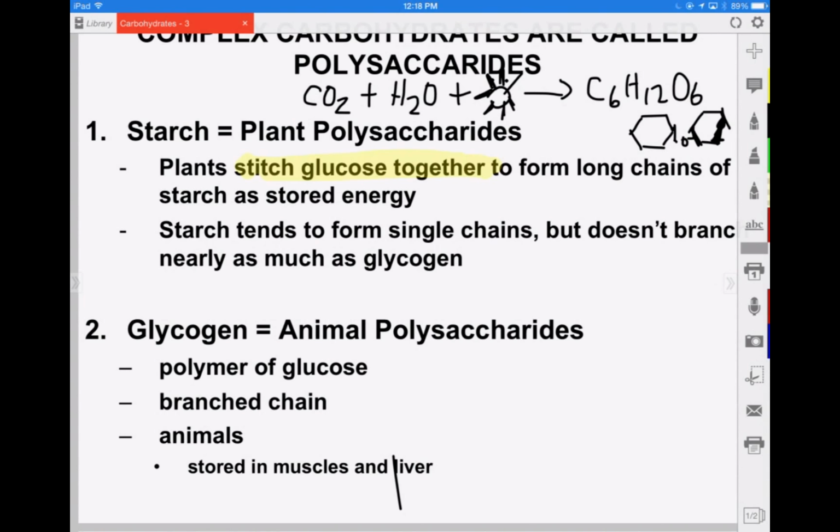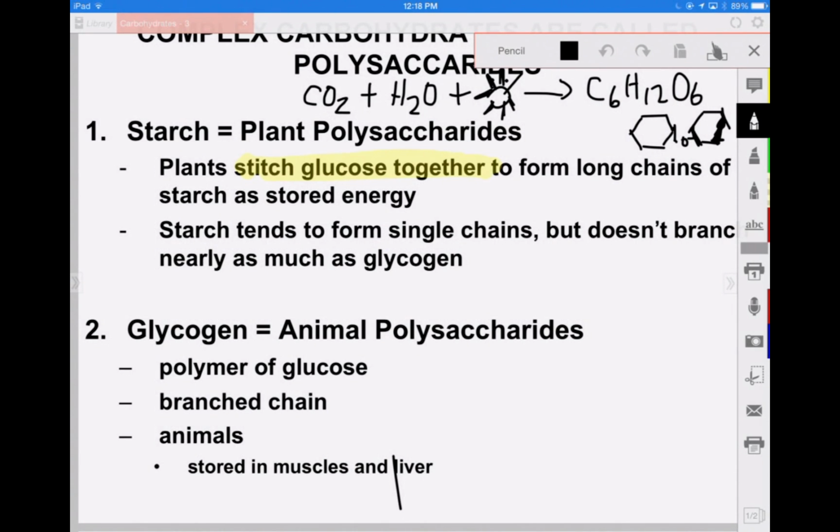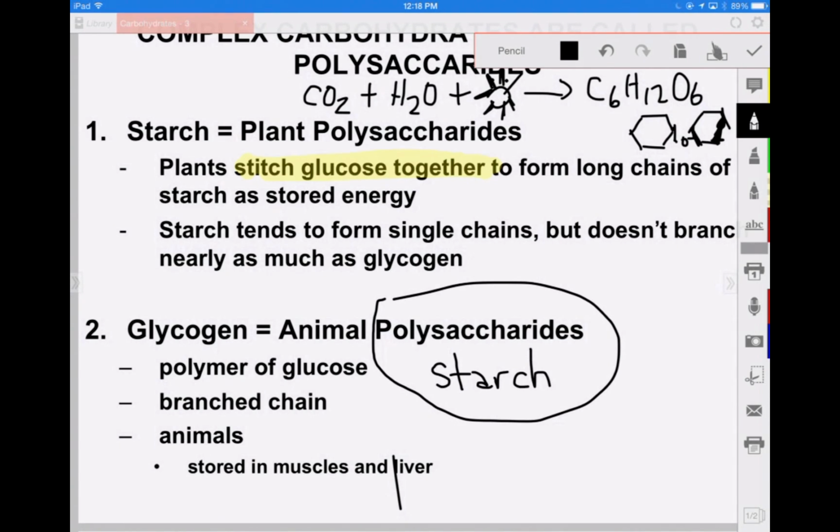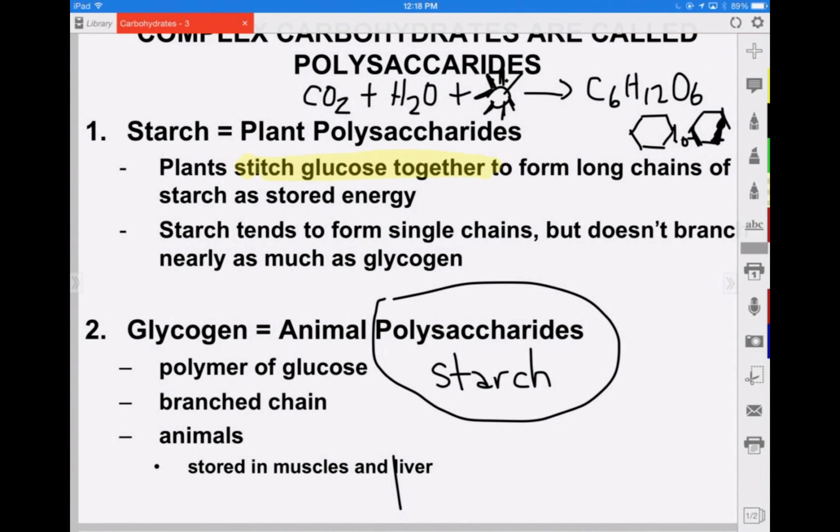So glycogen is really just animal starch. Now, you might wonder, Mr. Bleeker, what do I use for a title? Do I use polysaccharide or do I use starch? Well, I'm okay with you saying both. Animal starch, plant starch. It's all good.